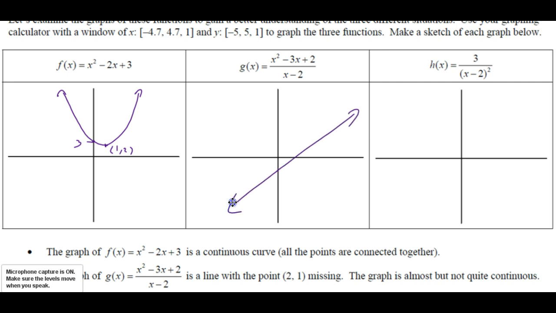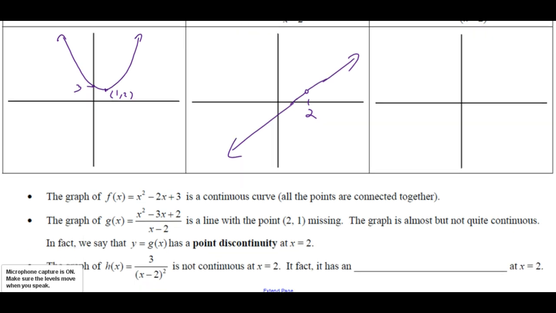I'm going to leave a little hole here. Okay, so there's our graph, and when x is equal to 2, this graph is undefined, right? So the graph of g of x is a line with the point 2, 1 missing.